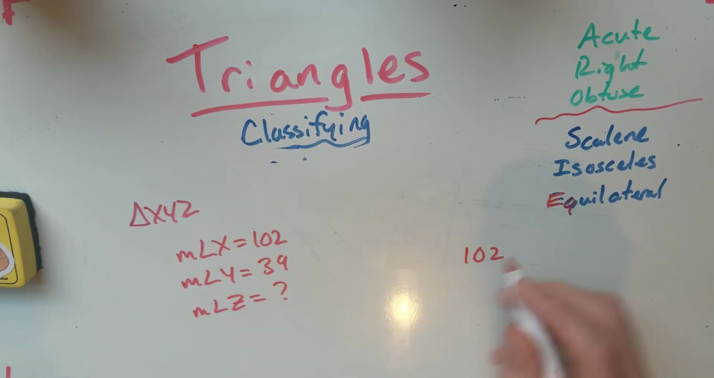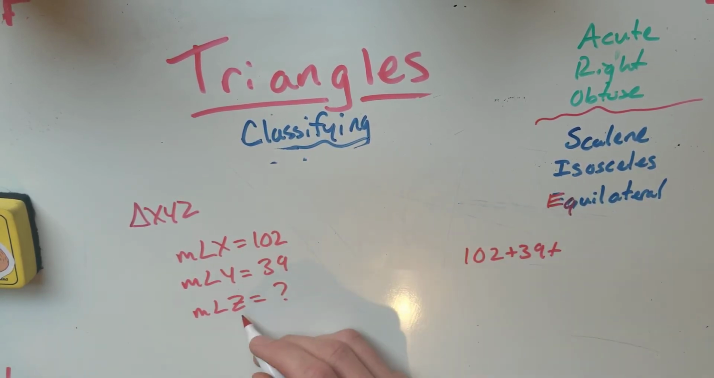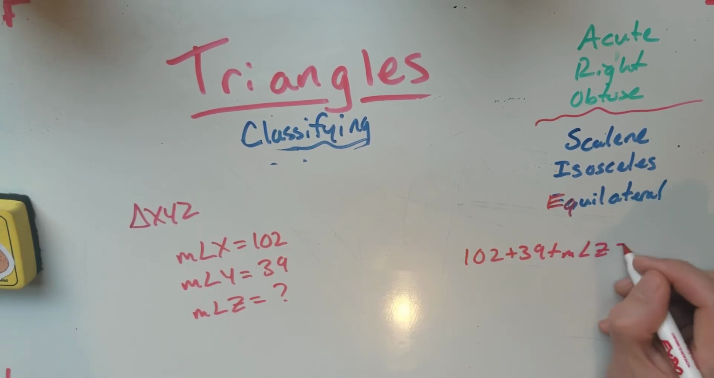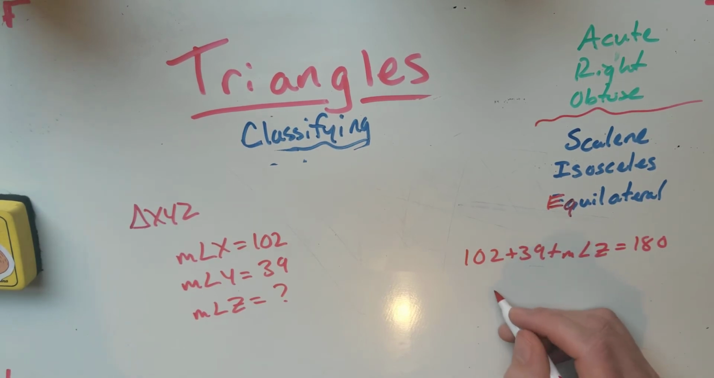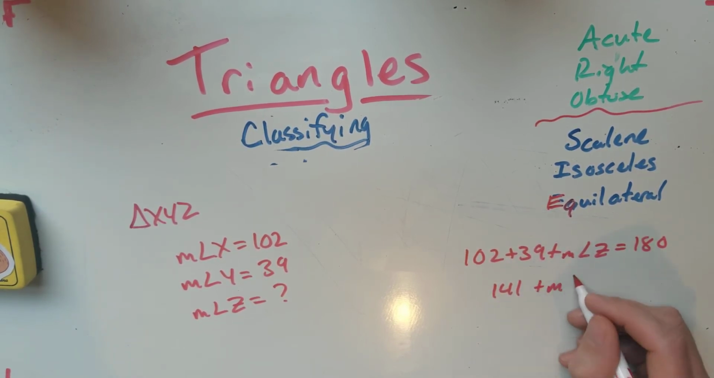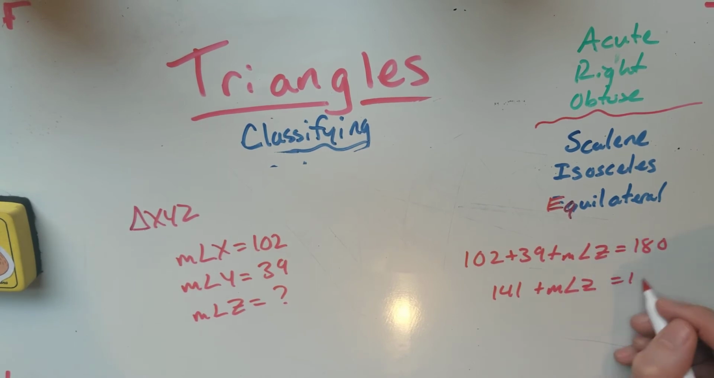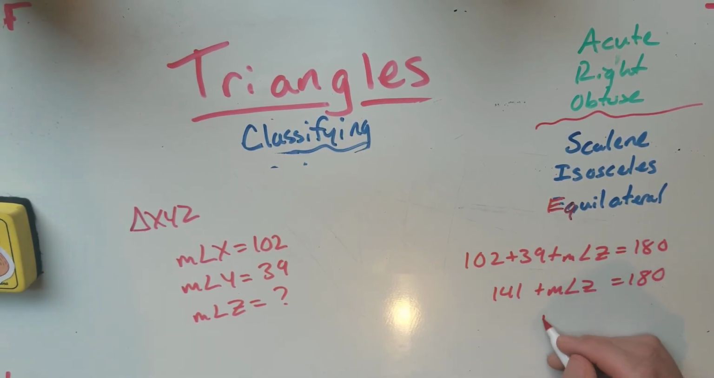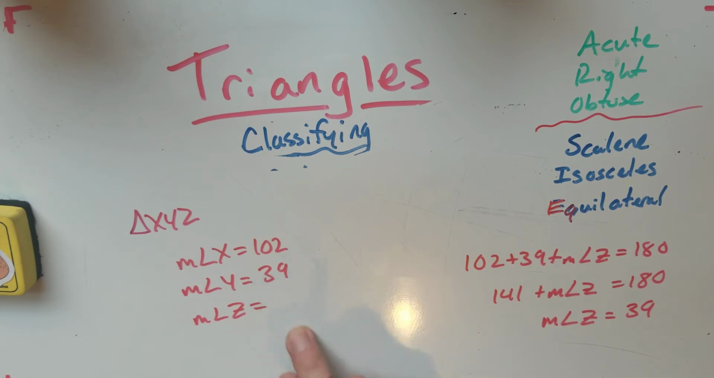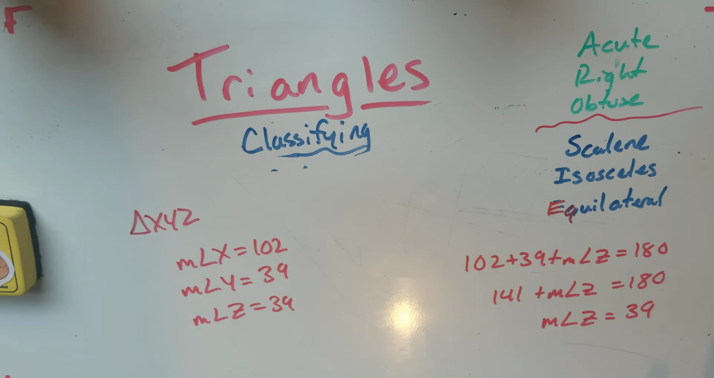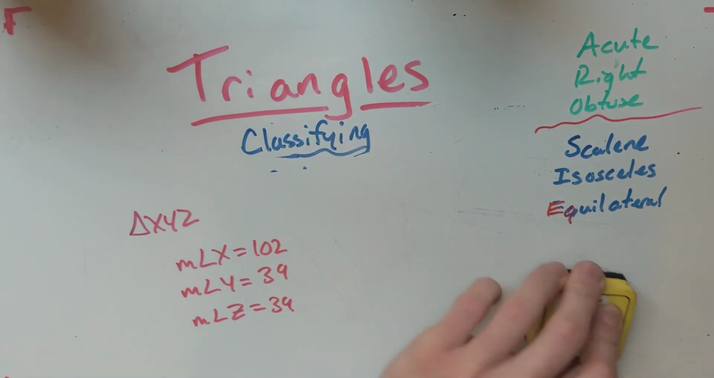We know 102 plus 39 plus the measure of angle Z, and write it like that, equals 180. So over here, when we add together, we should get 141 plus the measure of angle Z, that equals 180. Subtract your 141 from both sides. The measure of angle Z should equal 39. So our measure of angle Z, now we know, is 39 degrees. You can double check by adding together and see if you equal 180. And when you do so, you'll find out you do equal 180. So now we have all the angle measurements.